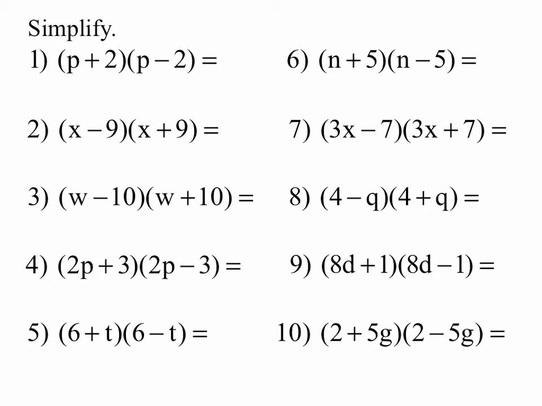All right, I'm going to do one more with you, and I want you to stop the recording and then continue. So remember, on number 1, we're going to square the first term, p squared, minus 4. Square the second term, 2, and add a difference sign in the middle to get the difference of squares. Now pause the recording and finish the rest of the problems. Now check your work. Number 2 is x squared minus 81. Number 3 is w squared minus 100.